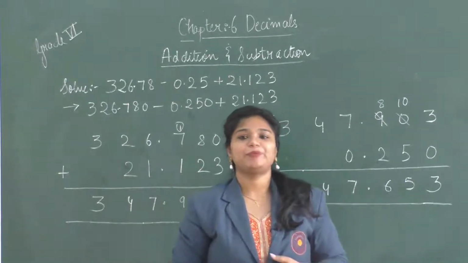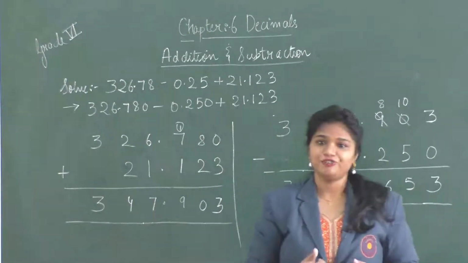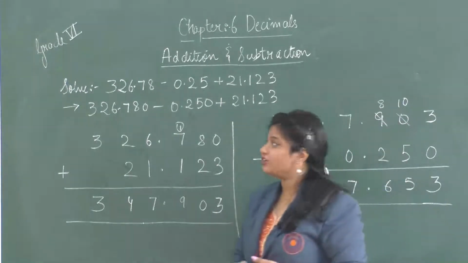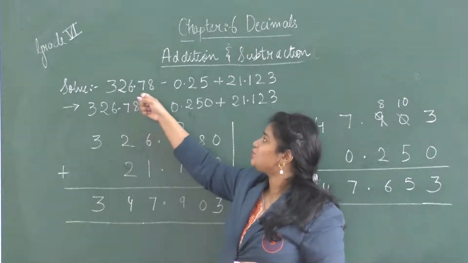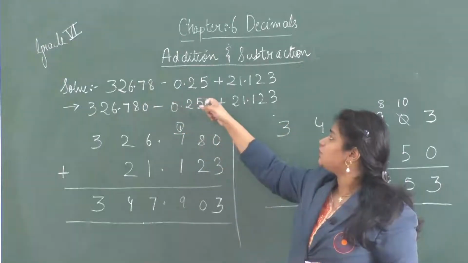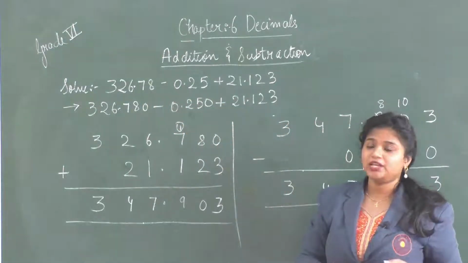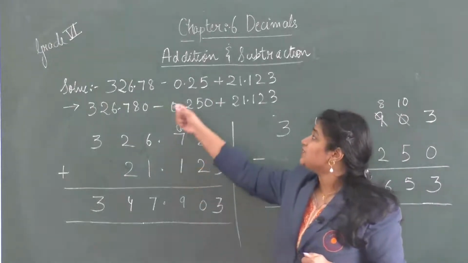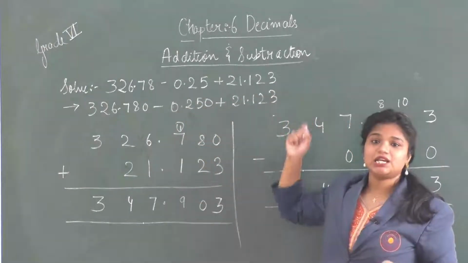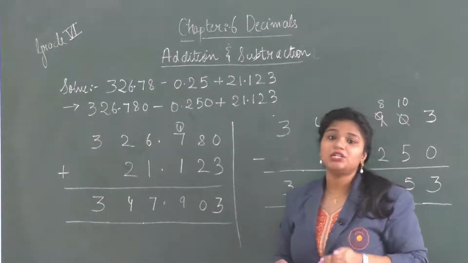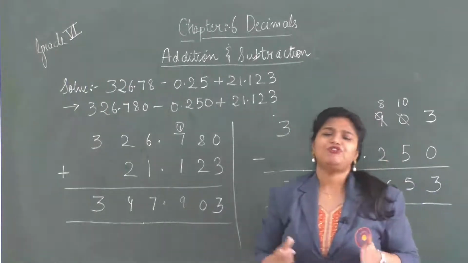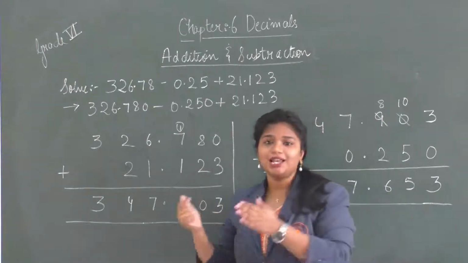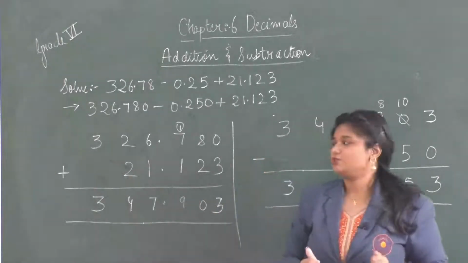Now let's look at an example for addition and subtraction of decimals. So here we have a question that says solve 326.78 minus 0.25 plus 21.123. Now you can observe carefully that these are unlike decimals. So I told in the start itself, when you have to add or subtract decimal numbers, we will always convert unlike decimals to like decimals.